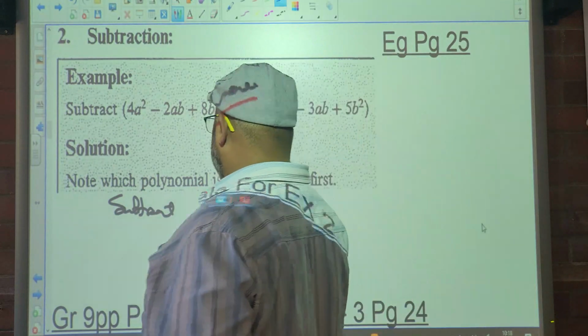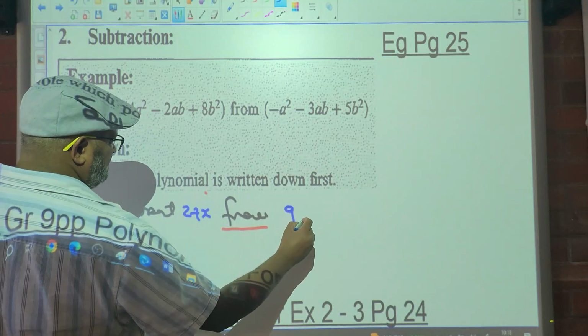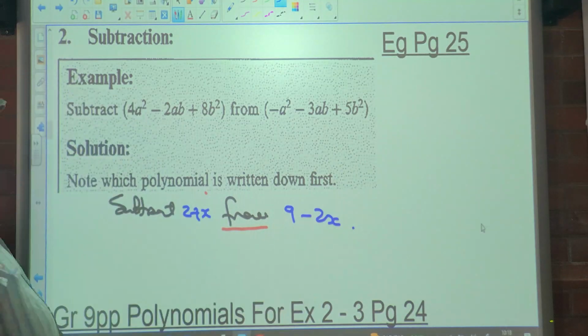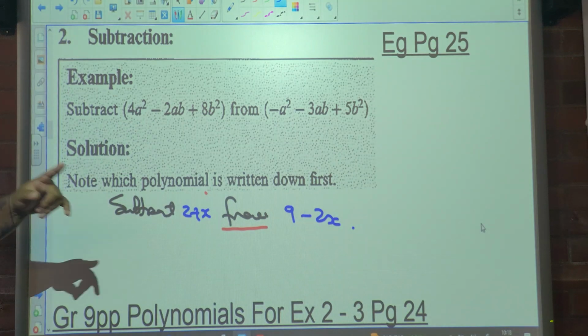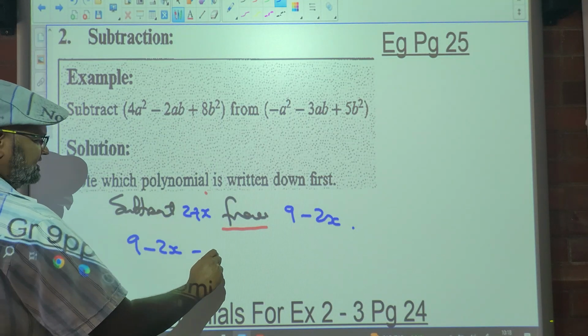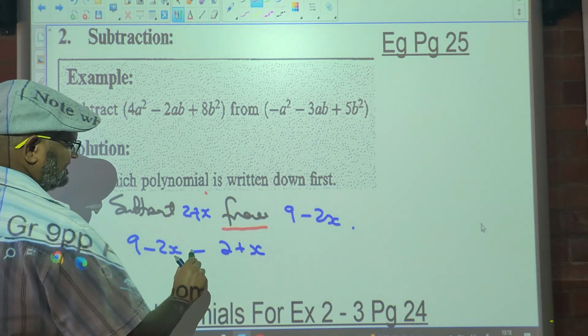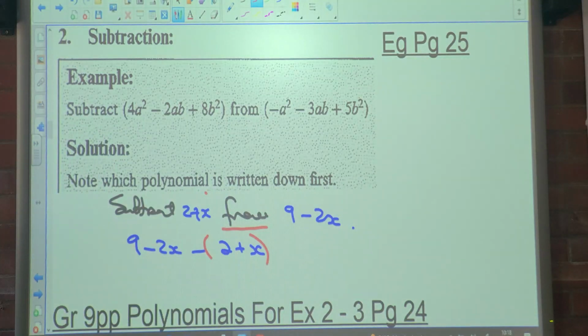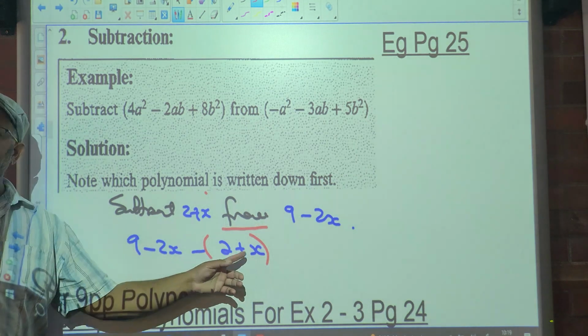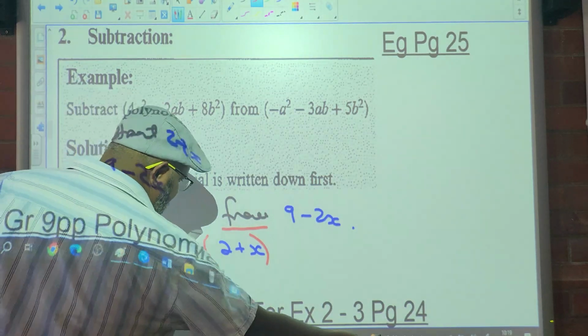If you are asked to subtract 2 plus x from 9 minus 2x, now what? 9 minus 2x minus, so you're subtracting 2 plus x. But remember that this whole expression must be subtracted. That is why I'm going to put a bracket. You guys understand? Okay? And then what do we do from here?